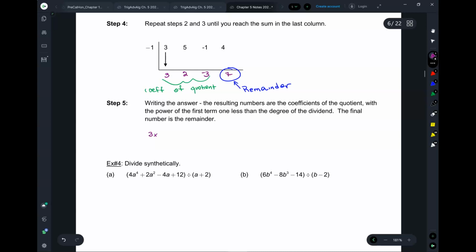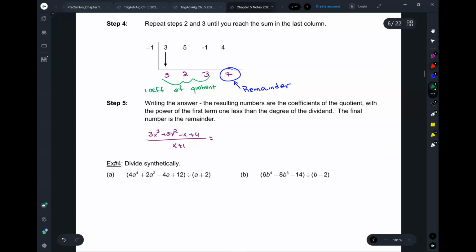All right? So now, what was our initial problem? It was 3x cubed plus 5x squared minus x plus 4 all over x plus 1. Remember, that was the initial problem. So now we divided this. We got a quotient. These are the coefficients of the quotient. What was the degree here? 3. When you divide something, the degree is always reduced by 1. So now the highest exponent is going to be a 2.